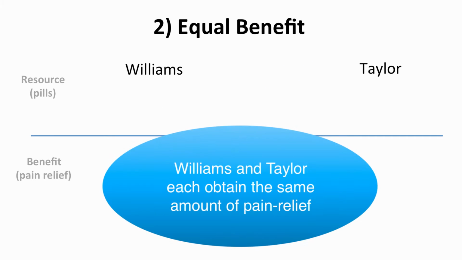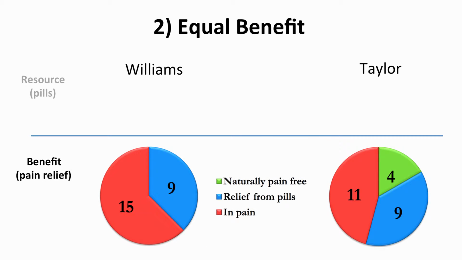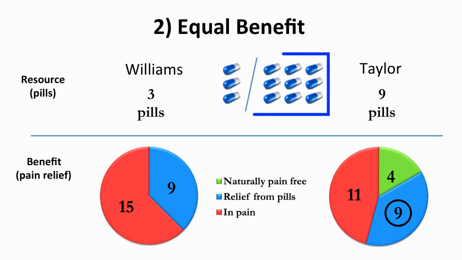Divide the pills so that Williams and Taylor each obtain the same amount of pain relief from the pills. If we divide this way, each person would obtain the same amount of pain relief from the pills, in this case 9 hours. Because Williams obtains 3 hours of pain relief per pill, 3 pills will provide him with 9 hours of pain relief. And because Taylor obtains 1 hour of pain relief per pill, 9 pills are needed to provide him with the same 9 hours of pain relief.